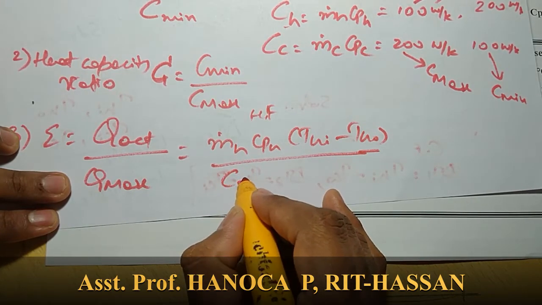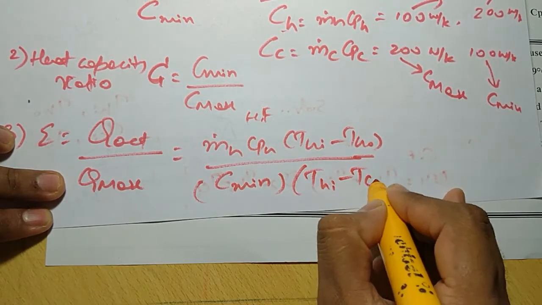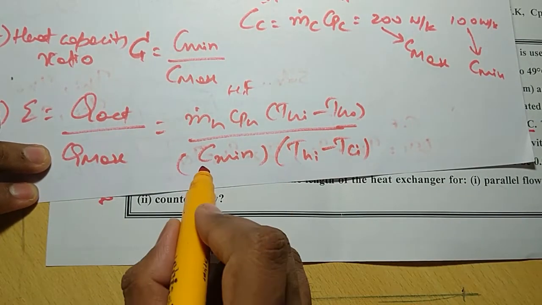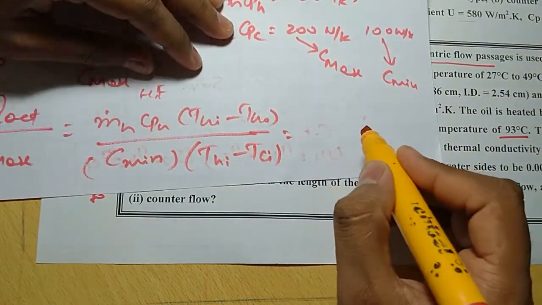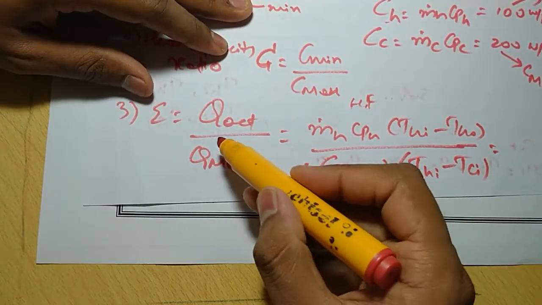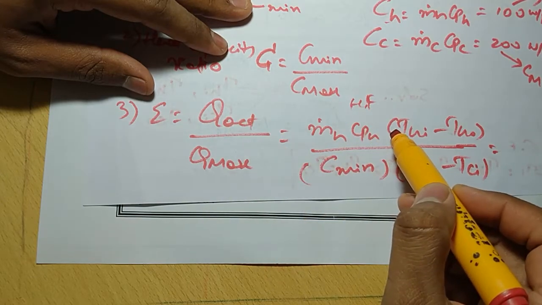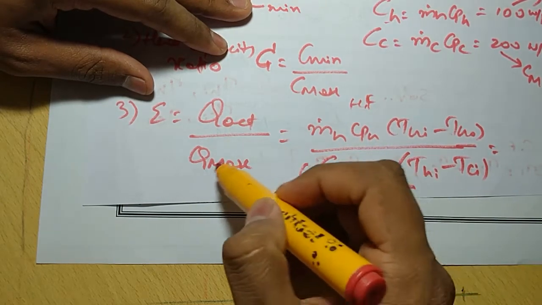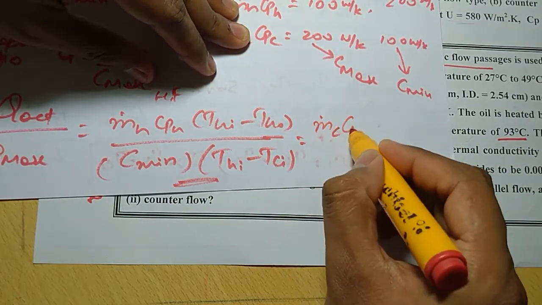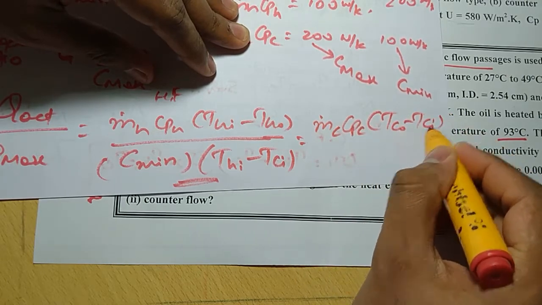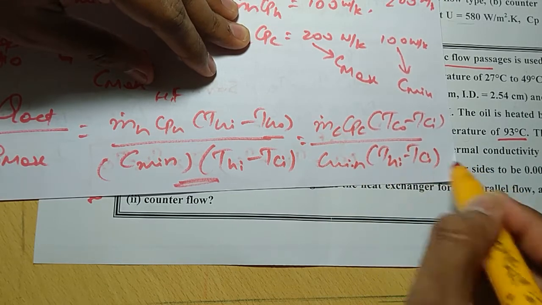I will write this is the C minimum times hot fluid inlet minus cold fluid inlet, C minimum into (Thi minus Tci). Effectiveness is actual heat transfer by the maximum heat transfer. Actual heat transfer for the hot fluid is this one, and this is the equation for the maximum heat transfer. If you are calculating for the cold fluid, this becomes m dot c Cpc (Tco minus Tci), and the same thing, C minimum (Thi minus Tci).